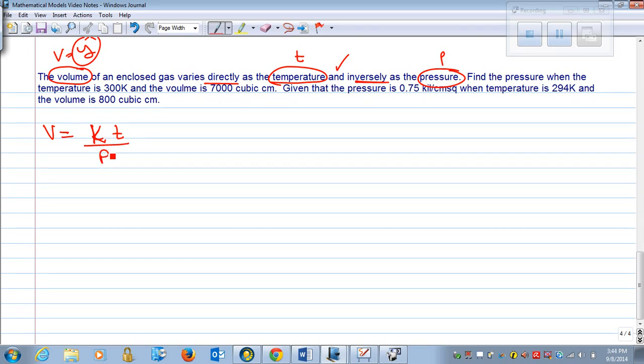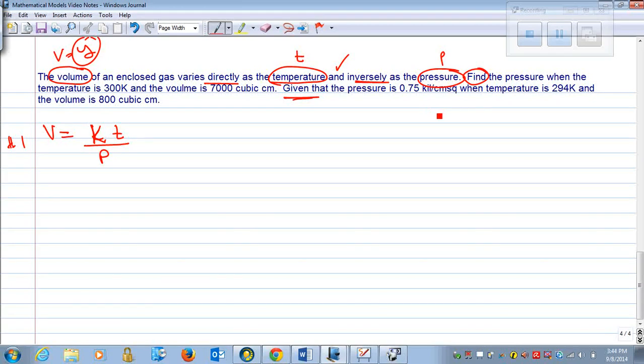Now let's look at what we have. We want to find the pressure when the temperature is 300 and the volume is 7,000. But we don't have our equation of variation first. We need to find our equation. So first, we're going to substitute in what we know, the given stuff. You always plug in the given to find your equation of variation. Then you can find something using the equation.